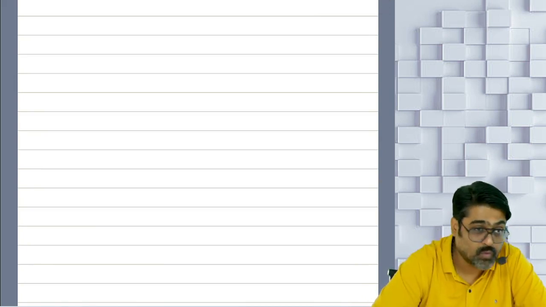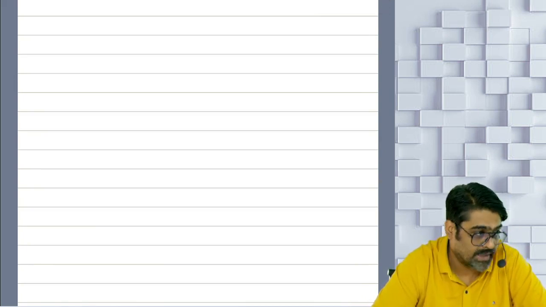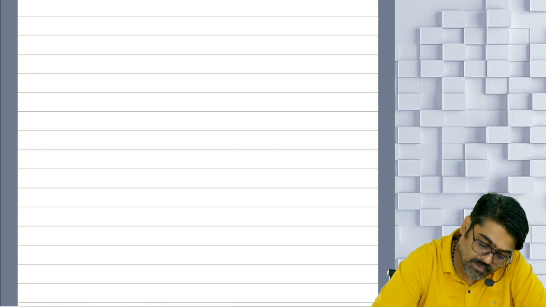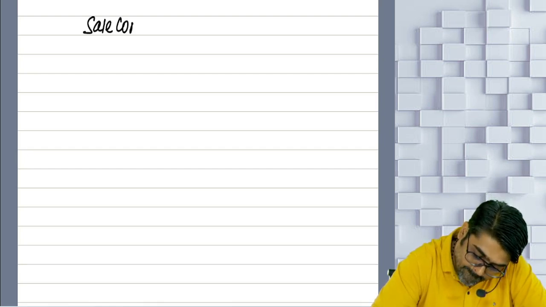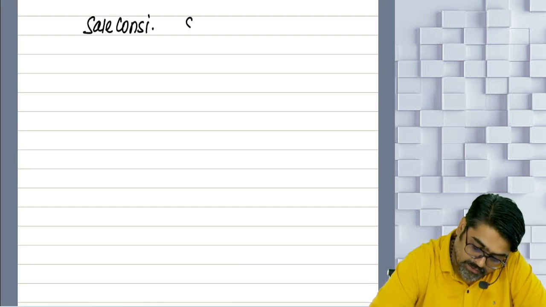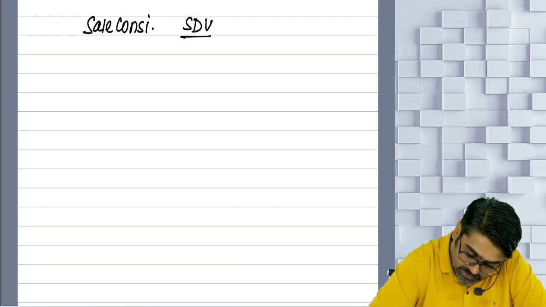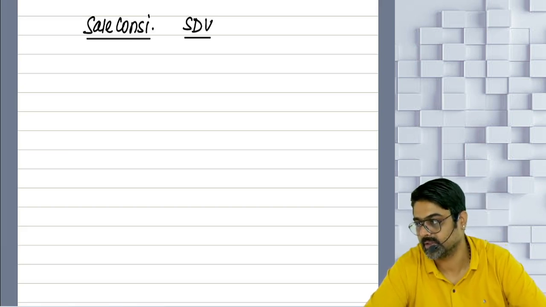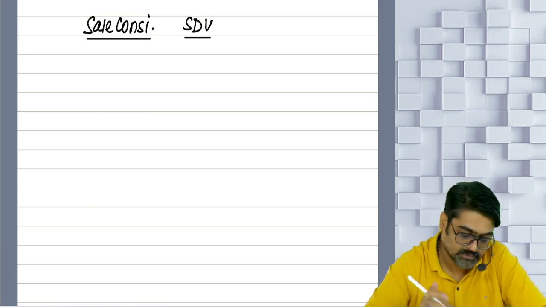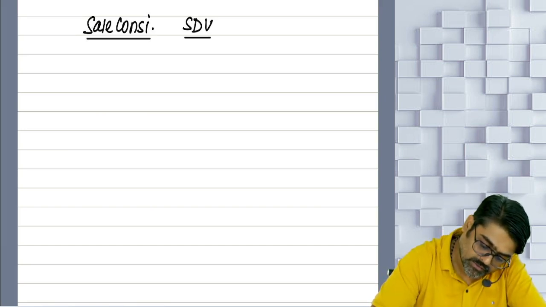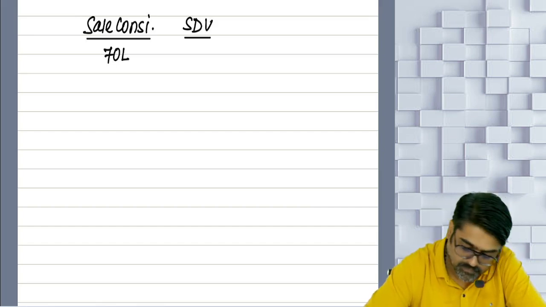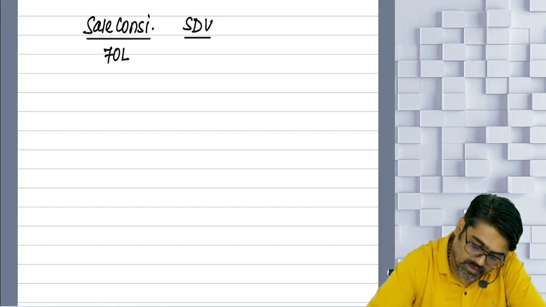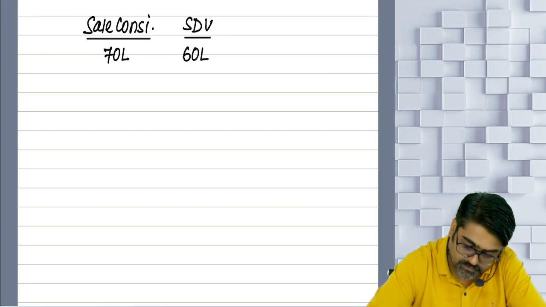Now tell me, I am making a few cases in front of you, okay? Sale consideration, and this is the stamp duty value. Stamp duty value can be on the date of sale agreement, or on the date of registration, as the case may be. Sale consideration is 70 lakhs. How much? And stamp duty value was 60 lakhs.